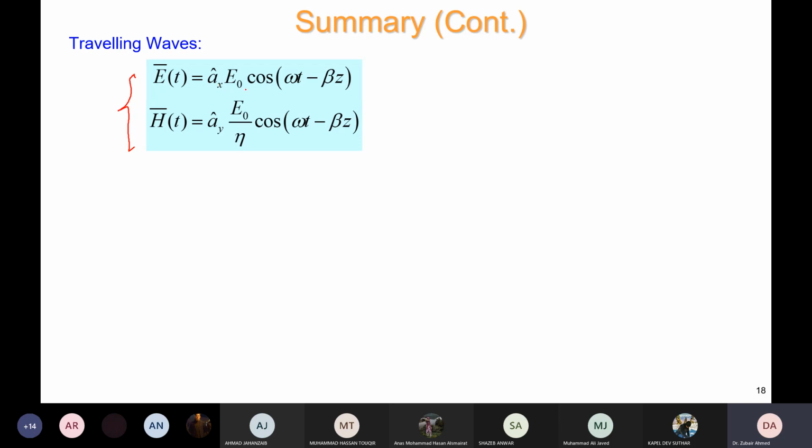We have taken that electric field has only one component. It is oriented in the x direction.